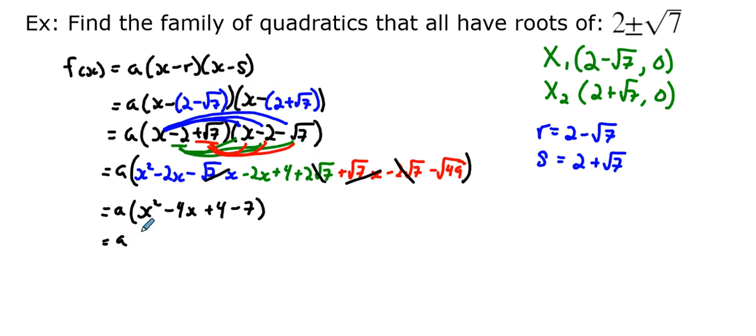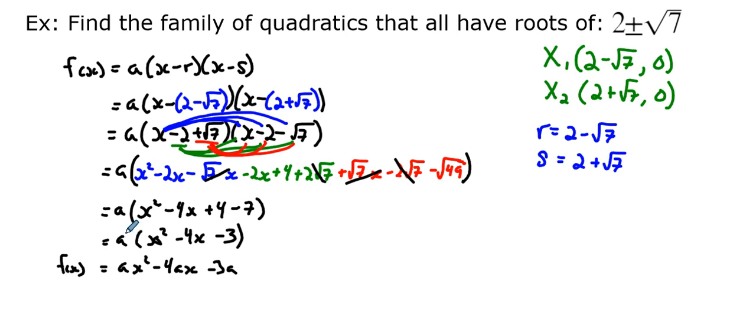Awesome. So we can add those two last terms together to make negative 3. So this is x squared minus 4x minus 3. And we can distribute that a, which is what we should do to put it in proper standard form, and say that our family of functions given by f of x is equal to ax squared minus 4ax minus 3a.